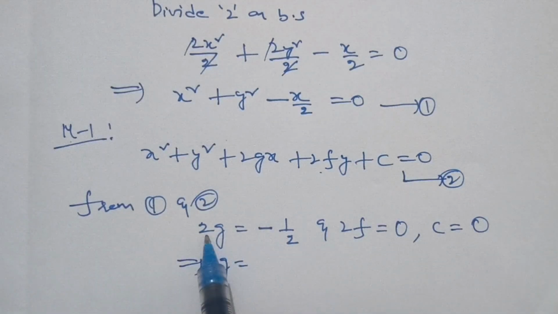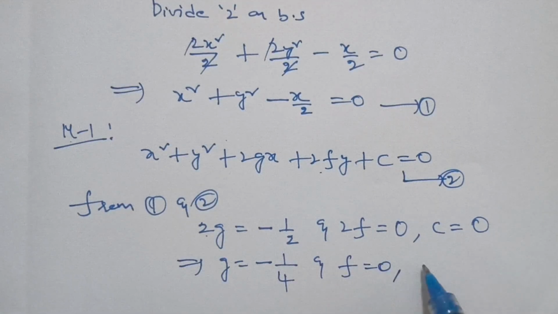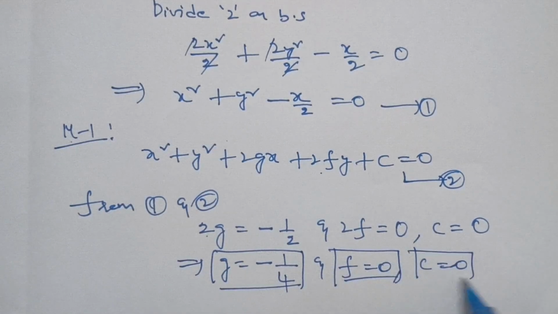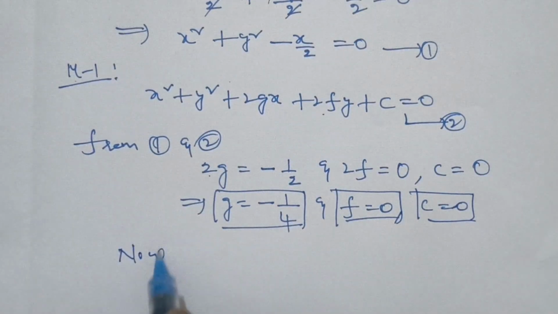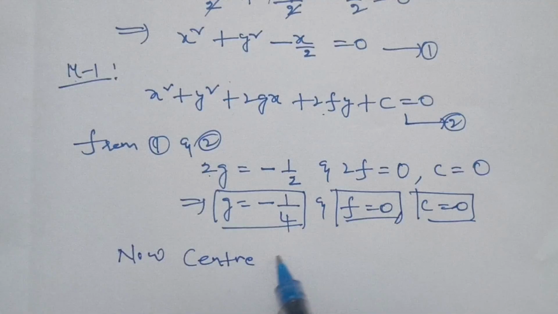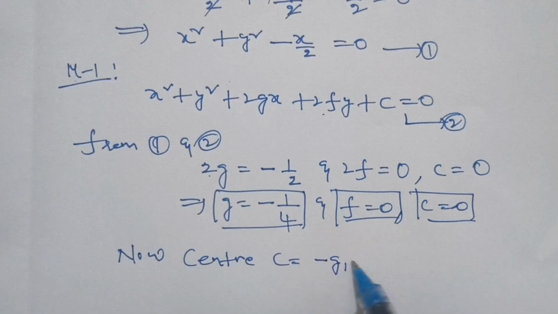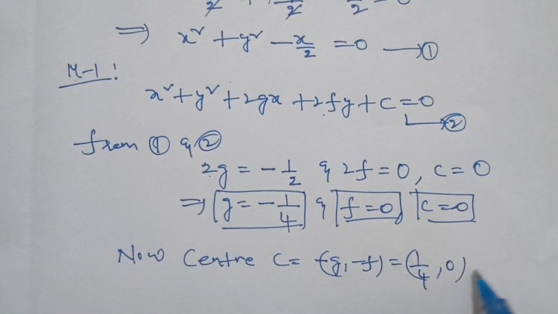So from this, we have g value is minus 1 by 2 into 2, that is minus 1 by 4, and f equals to 0, c is also 0. So this is g value, this is f value, and this is c value. So after finding the values of f and g, we have the center formula c equals to h comma k, minus g comma minus f. So here minus g value is minus of minus 1 by 4 is 1 by 4 comma minus f value is 0.